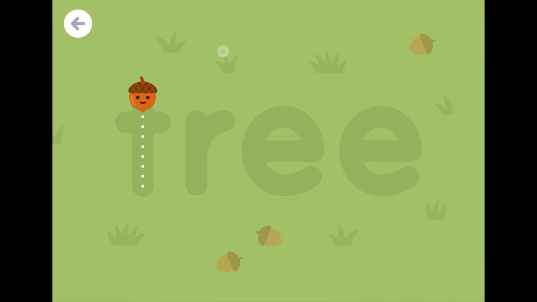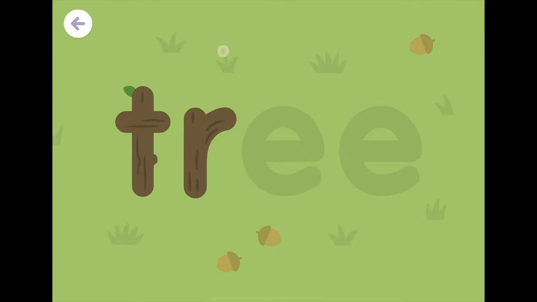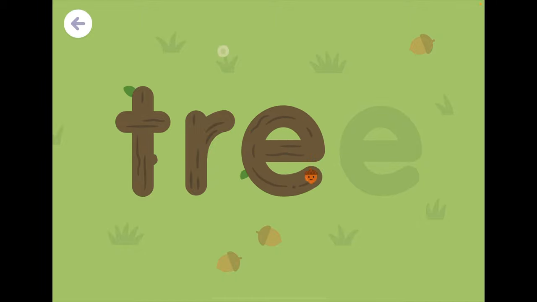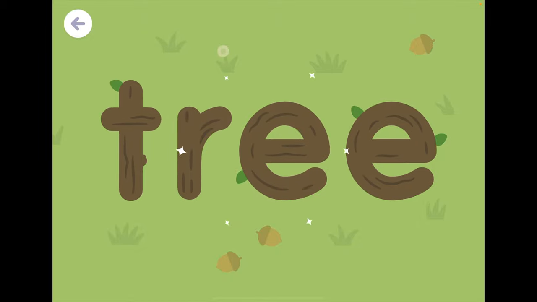This is the word tree. Tree. T. T. R. Tr. R. Tree. And that long E sound is made with two E's. E. For the word tree. E. Tree.